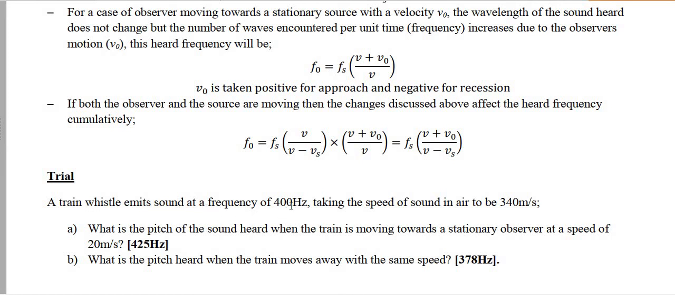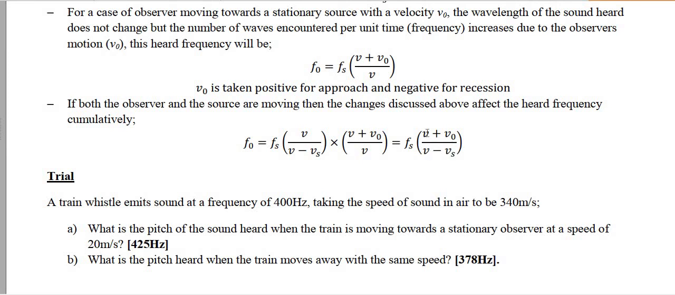400 Hz, taking the speed of sound in air to be this, that is, this is v in this equation. This v is 340, and this fs is 400. Now, what is the pitch of the sound heard when the train is moving towards a stationary observer at a speed of 20 meters per second? Now, this 20 meters per second is Vs.